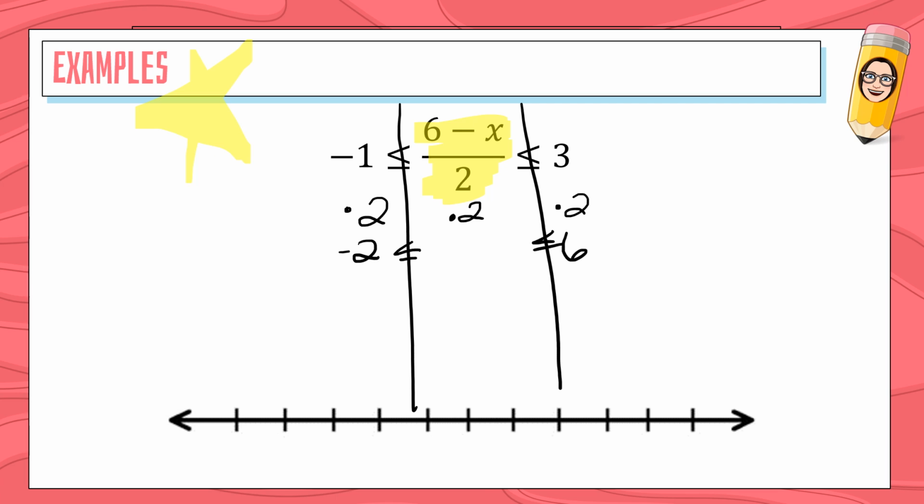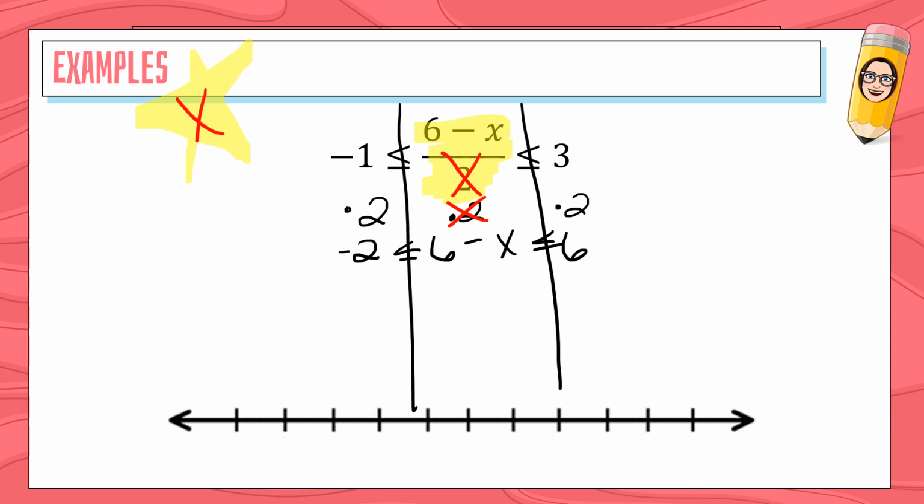A divide 2 and a times 2 are opposites. You're not changing any numbers in the middle. The 6 stays, the negative x stays. You cancel the 2's. That's why I had you star this. That gets forgotten. Divide 2 and times 2 are opposites, cross them off. Okay? The only thing that we didn't use was the 6 minus x.